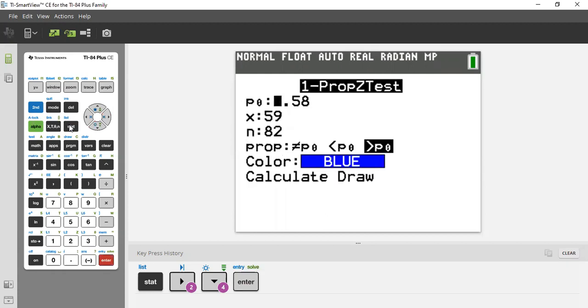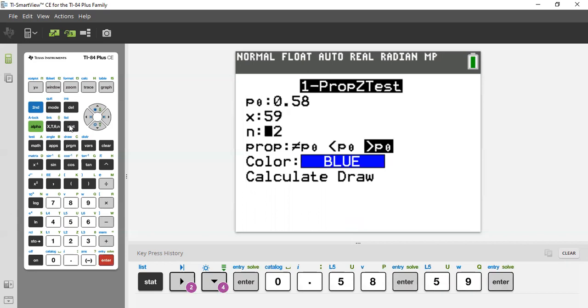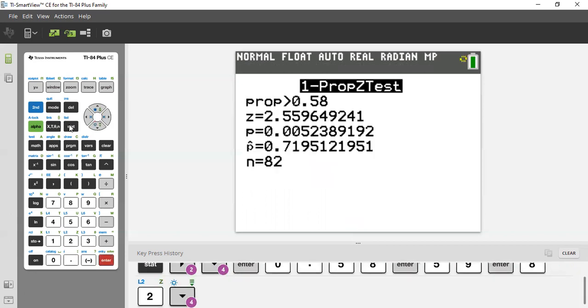Now, we are going to have to put in our P0, which is 0.58 for this one. And then you're going to put in the number of individuals that hit in each one. So you can kind of see where I've already put this in. It said 59 of them had experience, so I got 59, and then 82 was in this. Now, I have the choice here of not equal to, less than, which would be a left-tailed test, and greater than, which will be a right-tailed test. So I have the right-tailed test selected. And then I'm going to come down here and press calculate.